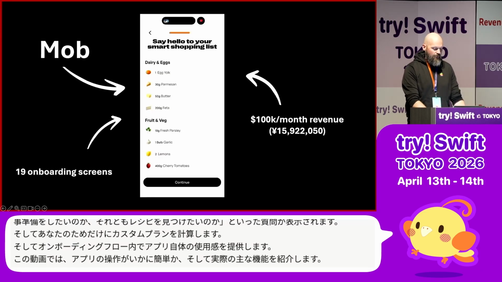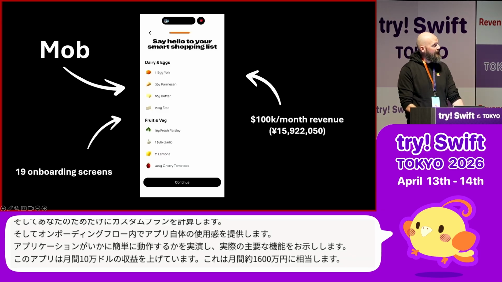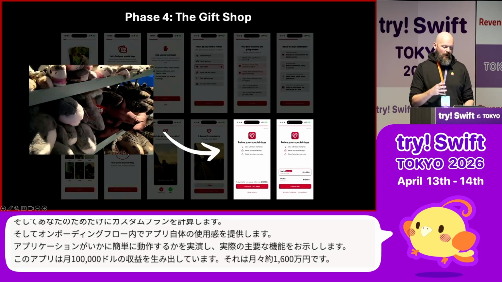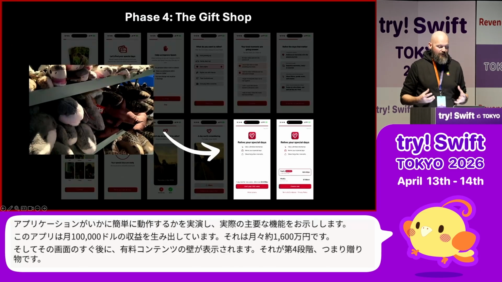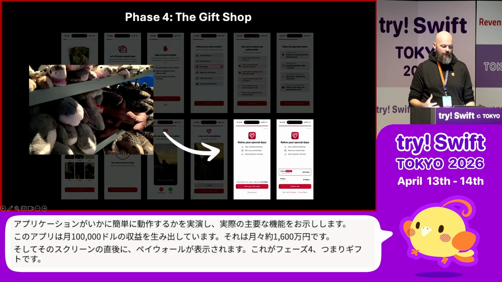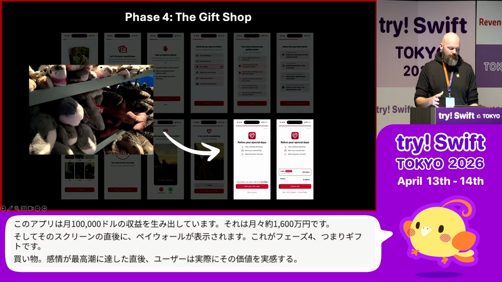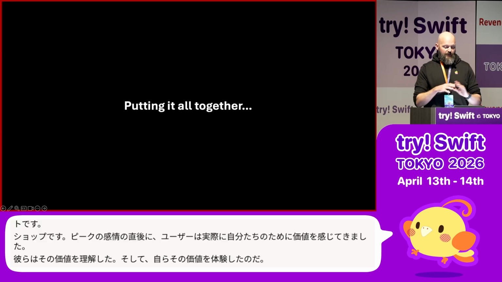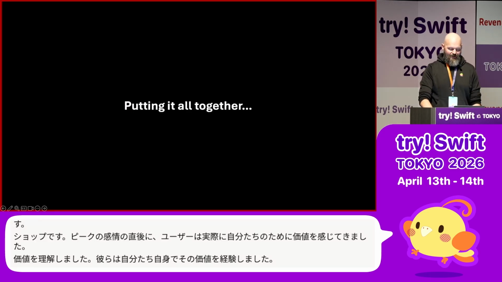And straight after that screen, you get shown the paywall. That's phase 4, the gift shop. Right after the peak emotion, the user has actually felt the value for themselves. They've understood the value. They have experienced the value for themselves. And you're not just asking them to imagine what the app does. They already know. They've experienced it. So let's put this all together.